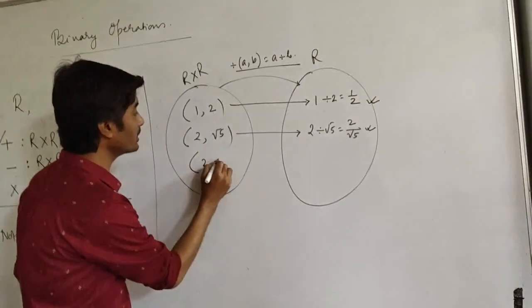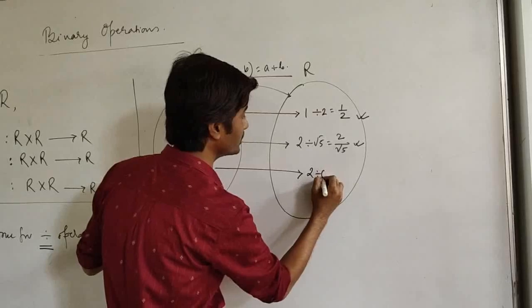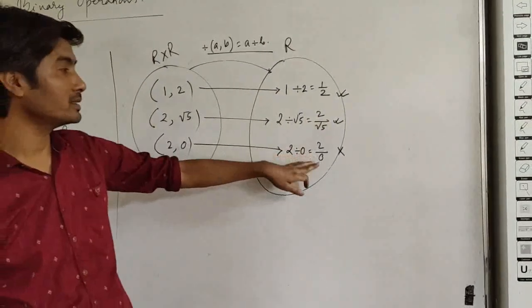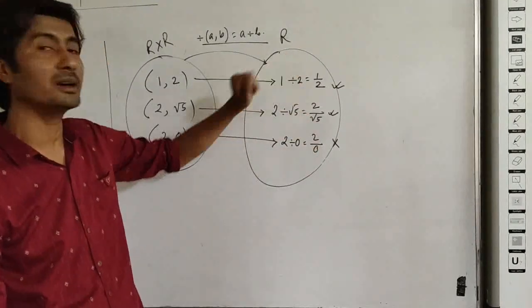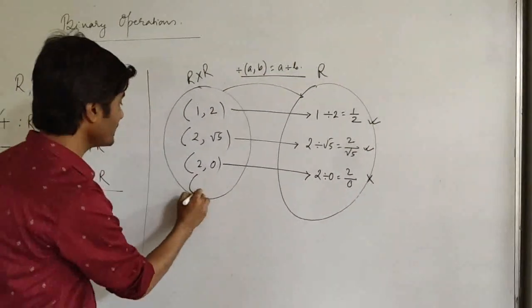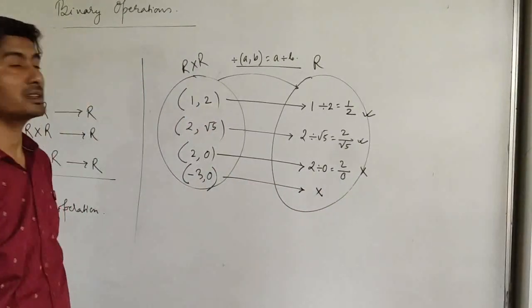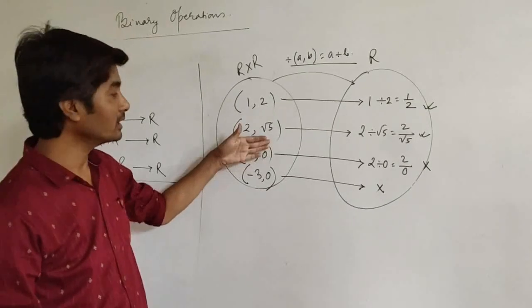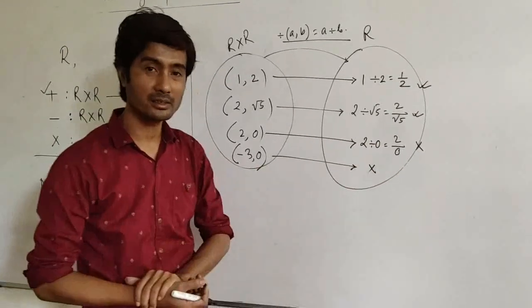But if I take, suppose, 2 comma 0 with the second element 0, let us see what the image should be. 2 divided by 0. But as we know, 2 divided by 0 does not make sense in mathematics, therefore we cannot say that 2 by 0 is a real number. So in fact 2 comma 0 does not have an image in our set R. Similarly, if I take minus 3 comma 0, this will also have no image in the set R. Any pair in R cross R with the second element 0 will not have any image in our set R, as division by 0 does not make sense.